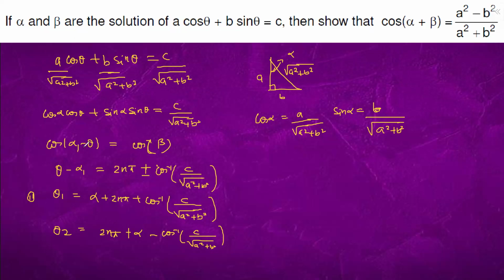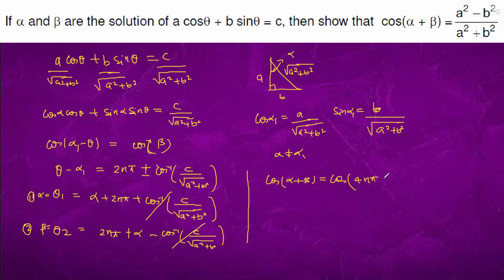Now this is alpha 1, some angle alpha 1. So alpha 1 and alpha are not equal. So this is alpha and this is beta, two roots. We will add alpha and beta. It will become cos of alpha plus beta is equal to cos of the sum; this will get cancelled. It will become 4n pi plus 2 alpha 1, which is equal to cos 2 alpha 1.